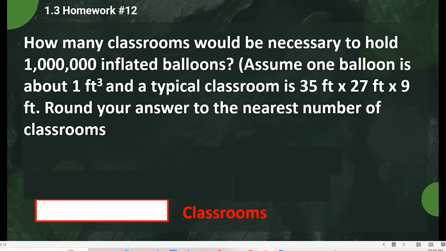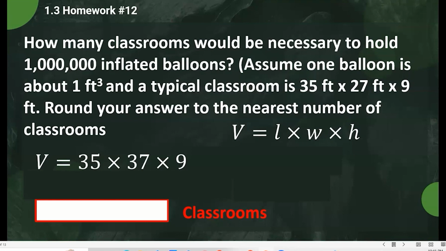We have to remember first that the volume for a classroom is length times width times height. So we're looking at a rectangular classroom. If we're looking at the classroom they gave us the dimensions of, we have 35 by 37 by 9. I think I changed it in your notes. Okay, I did, so I apologize. In my slide it says 27, but I ended up changing this to 37 in your notes. So just pretend that that says 37.